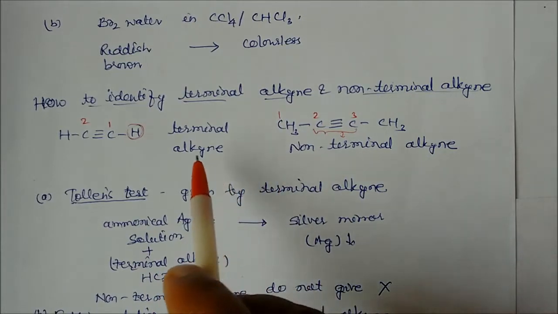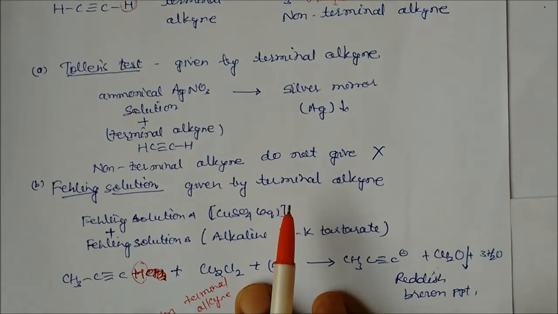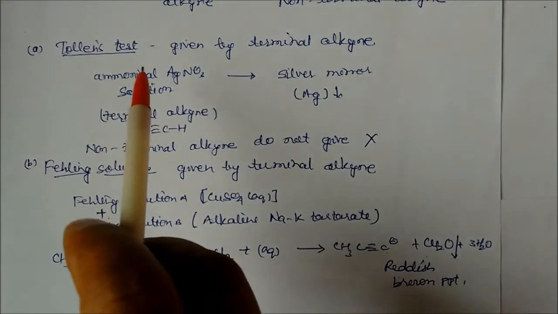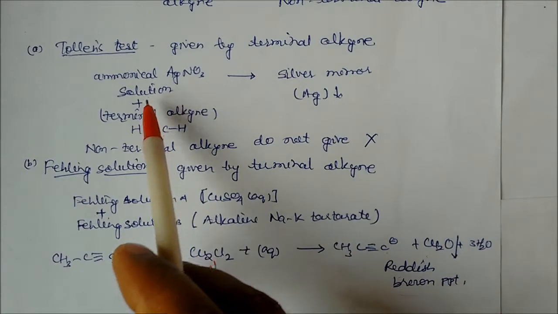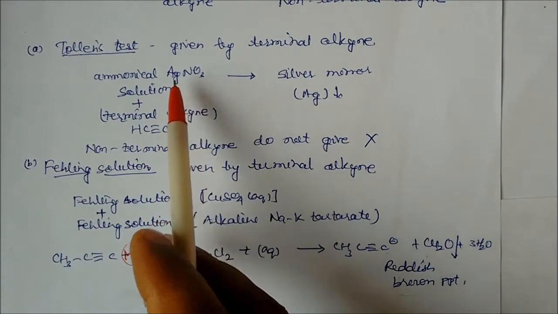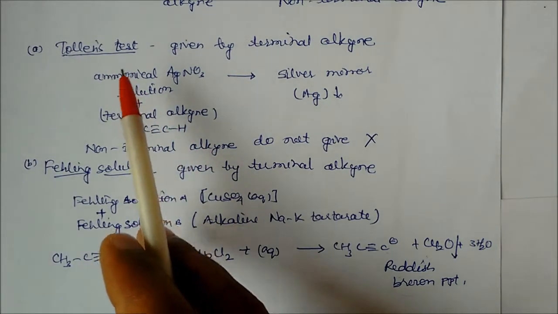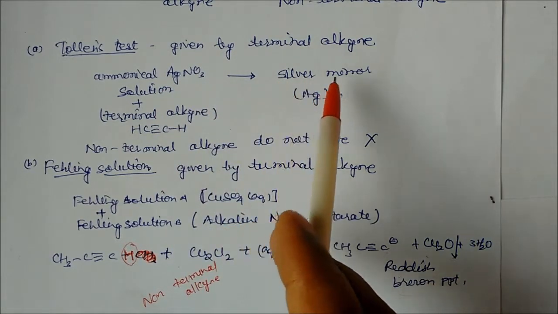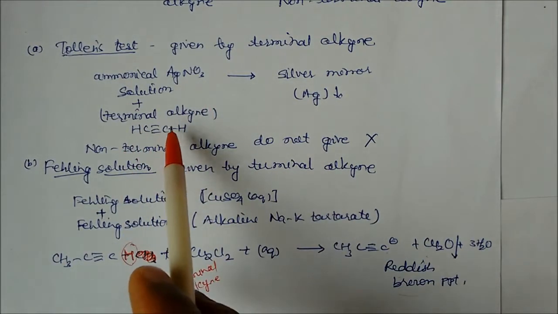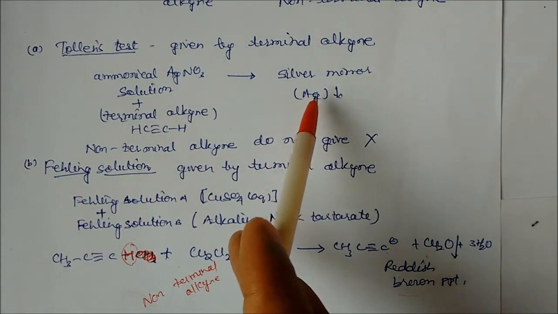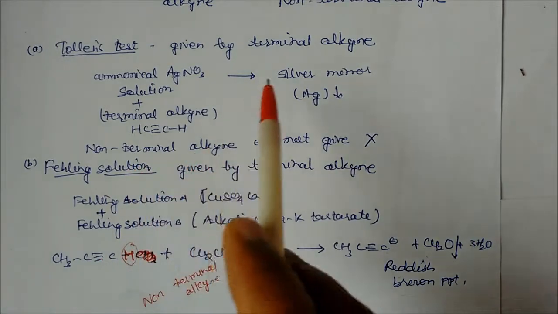Now the question is how to identify terminal alkyne and non-terminal alkyne. For terminal alkyne there are two tests. One is the Tollens test, and the second is Fehling solution. The Tollens test is given by the terminal alkyne. Tollens reagent is ammoniacal silver nitrate solution. The terminal alkyne's hydrogen is acidic, so it reacts with the Tollens silver and gives a silver mirror. So if you get a silver mirror after the reaction of Tollens AgNO3 with the substance, this indicates that a terminal alkyne is present. A non-terminal alkyne does not give this test.